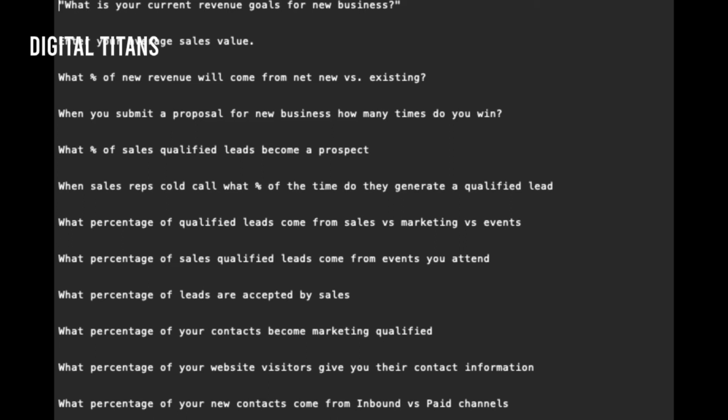Now, you need to look at things like what is your current revenue goal for the new business that you're starting? What is your average sales value? What percentage of revenue comes from new versus existing customers? What should a proposal for new business look like? How many times do you win? When you submit a proposal for a new business, what is the turnaround? How many times do you win and how many times do you not hear back from people? What percentage of sales qualified leads become a prospect?